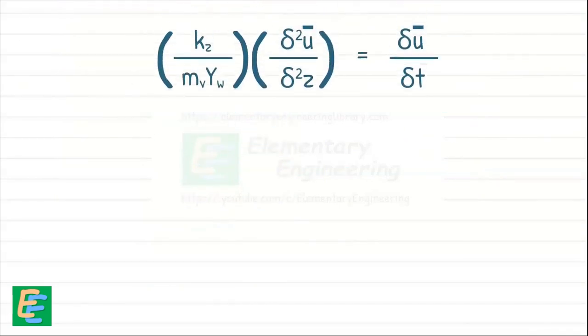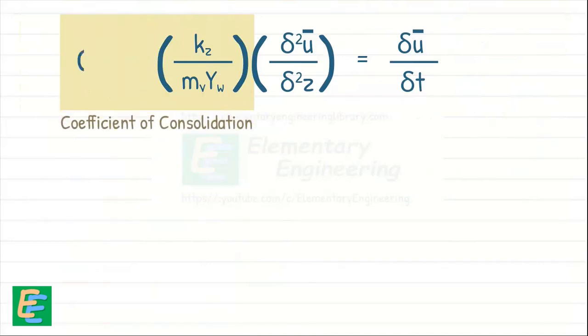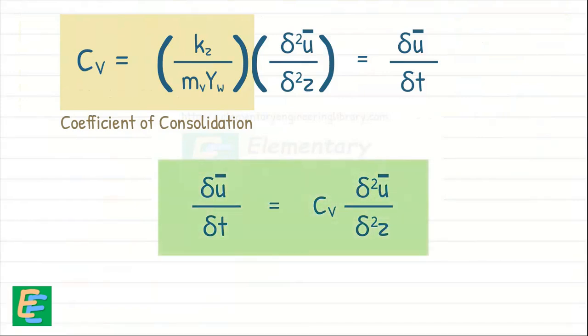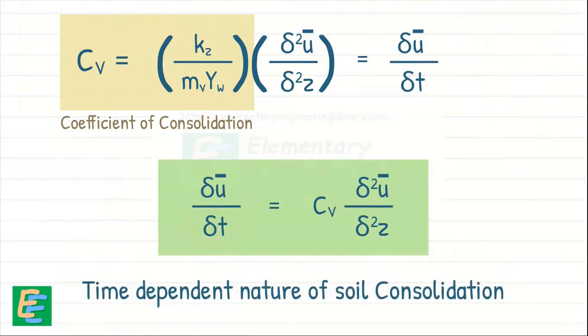Or we can also write it as this. This quantity is defined as coefficient of consolidation, CV, and our equation is written as this. I think some of us remember this equation very well. The equation highlights the time-dependent nature of soil consolidation, which is important for long-term stability and performance of structures.